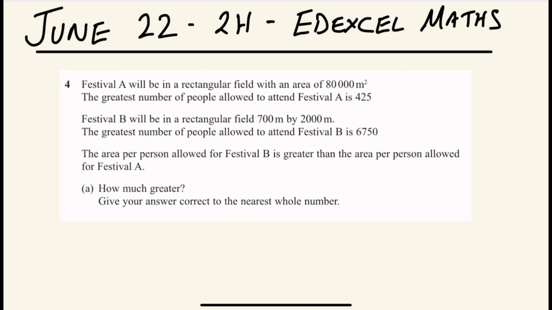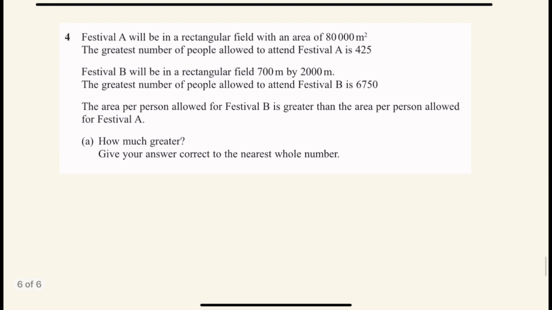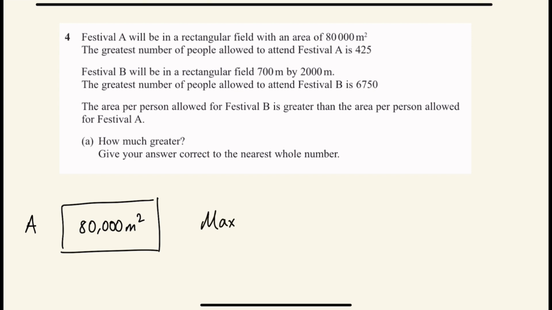Now in the exam, you don't have much time. It's good to recapture the information in the question in a way that makes sense to you. So for me, I just like to draw it out. You've got a rectangular field, the area is 80,000 meters squared, and that's Festival A. Max number of people allowed is 425. Festival B is in a rectangular field, 700 meters by 2,000 meters.